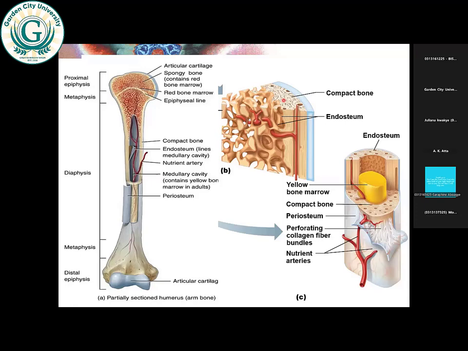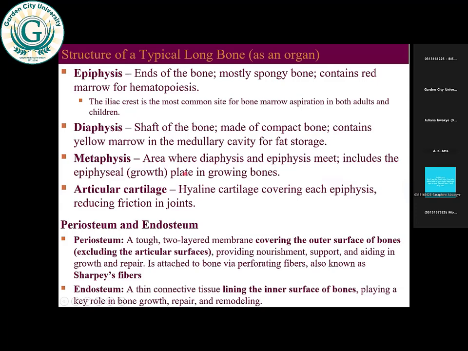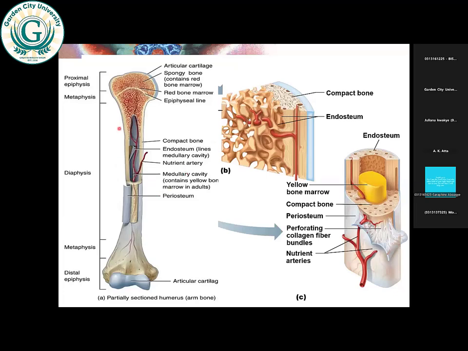Our bone is not developed from cartilage. So between the epiphysis and the diaphysis, there's what we call the metaphysis. The metaphysis contains the epiphyseal plates, or what we call the growth plate. Then the connective tissue that surrounds bones is called periosteum. Then the one that lines the medullary cavity is called the endosteum. So there's periosteum and the endosteum.